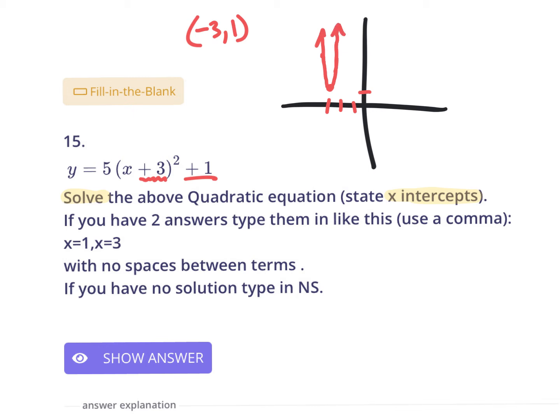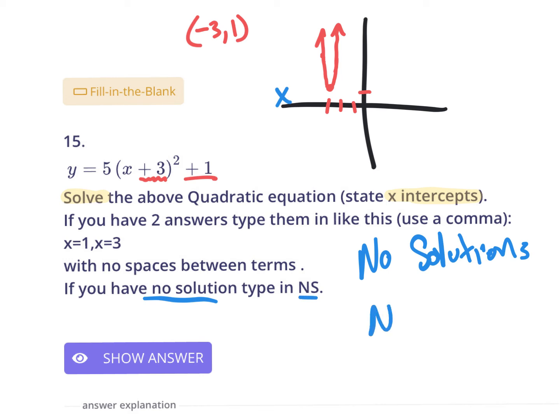So we are trying to find the x-intercepts. Where does it cross the x-axis? The answer is that it does not cross the x. So what do we say? We say no solution. No solution. And on the instructions it says if you have no solution, go ahead and type in NS, just capital N, capital S, boom, that's your answer.